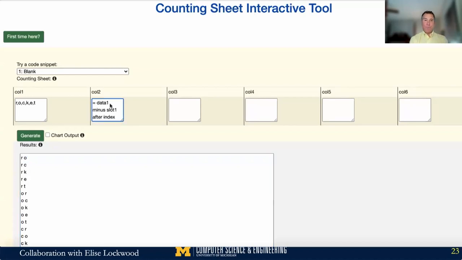That's the entire programming language. That's all there is to Counting Sheets. Again, not Turing complete, really small, specifically for the challenge of solving counting problems. Oh, and by the way, we also support Spanish keywords, and we'll talk more about that in just a few minutes.